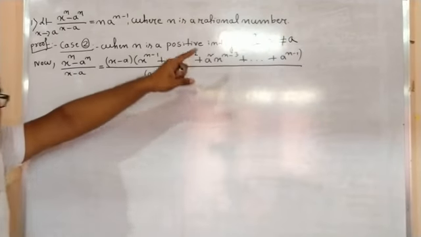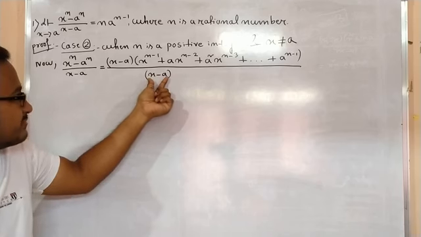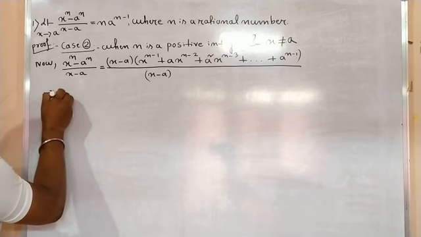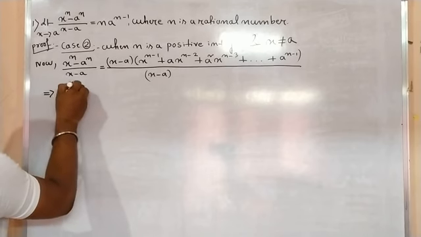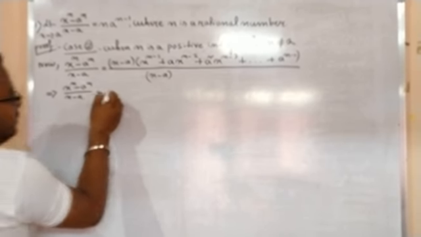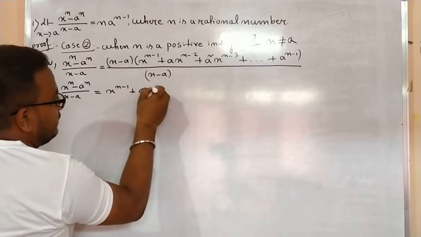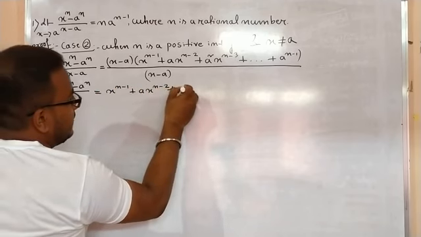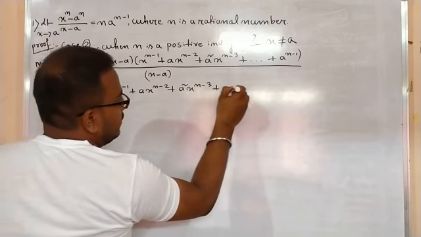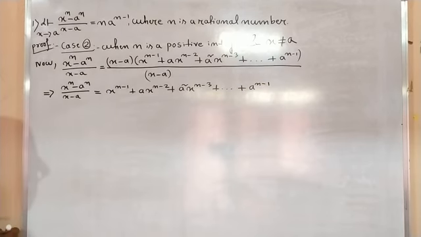So as x is not equals to a, this x minus a is a non-zero quantity, so I can cancel this x minus a with x minus a, right? So this implies x to the power n minus a to the power n by x minus a is equals to what? x to the power n minus 1 plus a x to the power n minus 2 plus a square x to the power n minus 3 plus dot dot dot plus a to the power n minus 1. Right? Now you have to consider the limit.